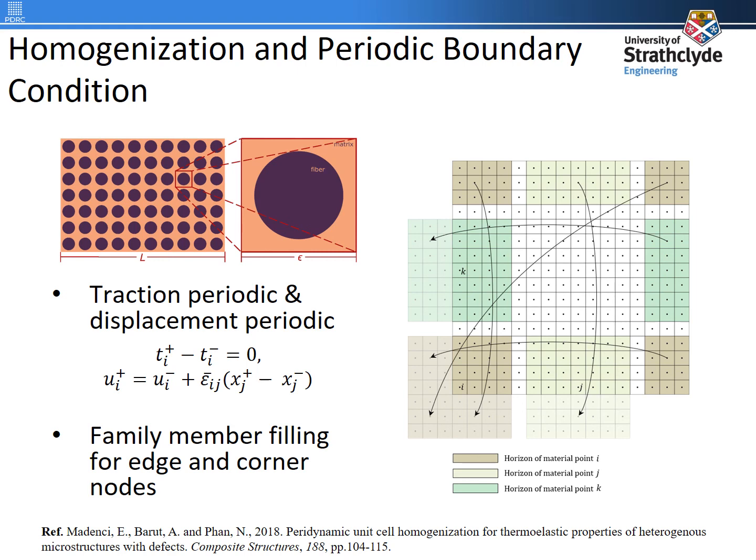There are many ways to impose this periodic boundary condition in peridynamics. Notably, Dr. Madenci from University of Arizona proposed an elegant way of doing it by utilizing the family horizon property of peridynamics. By replacing the family members of those nodes that are located at the boundary with other nodes at the opposite side of the cell, we can satisfy the periodic constraint naturally.